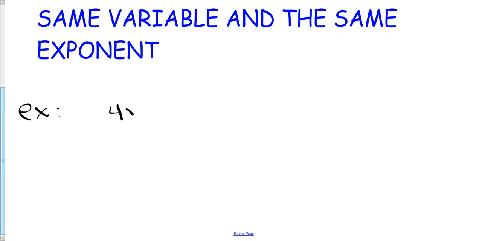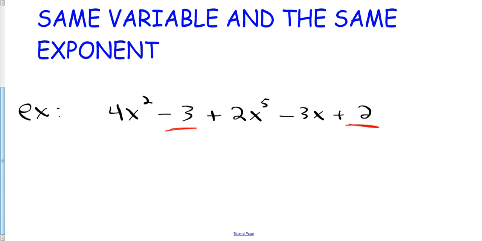So let's say we had 4x squared minus 3 plus 2x to the 5th minus 3x plus 2. Okay? My question to you is, what can be combined here? I see a whole bunch of x's. I see a negative 3. Okay. Kate. The negative 3 and the 2. Okay, so let's just go over that. These have the same variable, which is no variable, right? And the same exponent, which is no exponent. So that combines to negative 1.